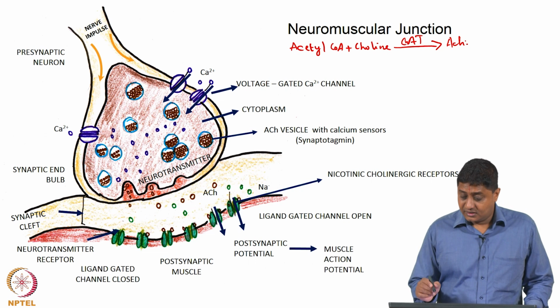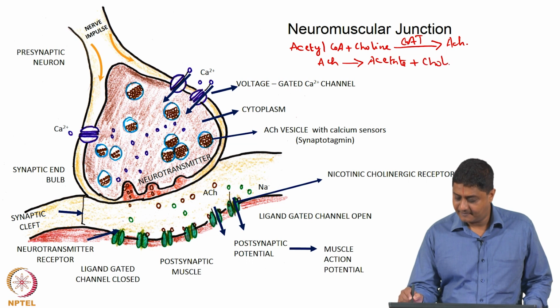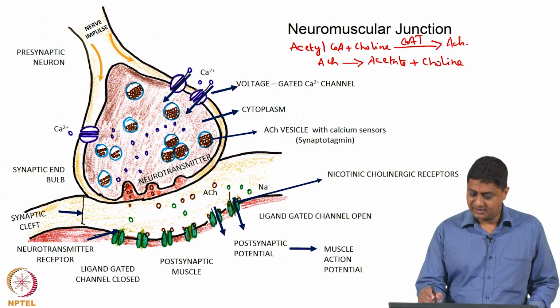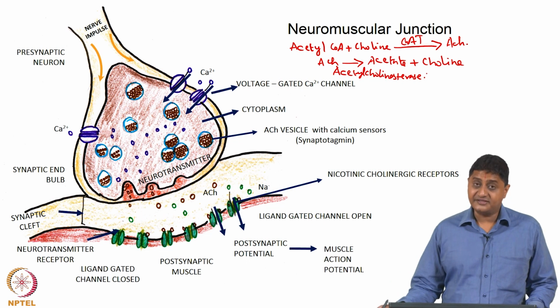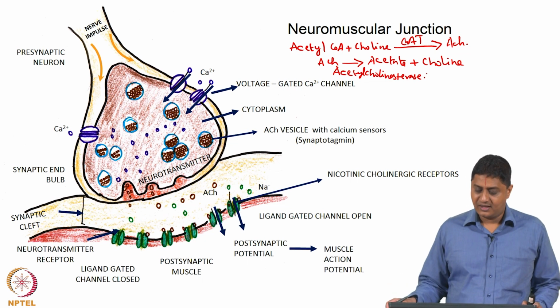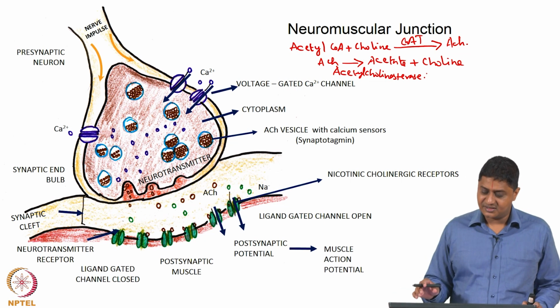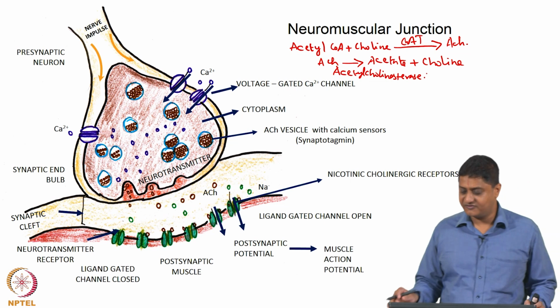Now acetylcholine itself is broken down into acetate plus choline by what are called esterases. In this particular case, that is acetylcholine esterase. So, acetylcholine esterase breaks acetylcholine into acetate and choline, and choline acetyltransferase brings acetyl coenzyme A and choline together to make acetylcholine. So, this is the life cycle of acetylcholine.